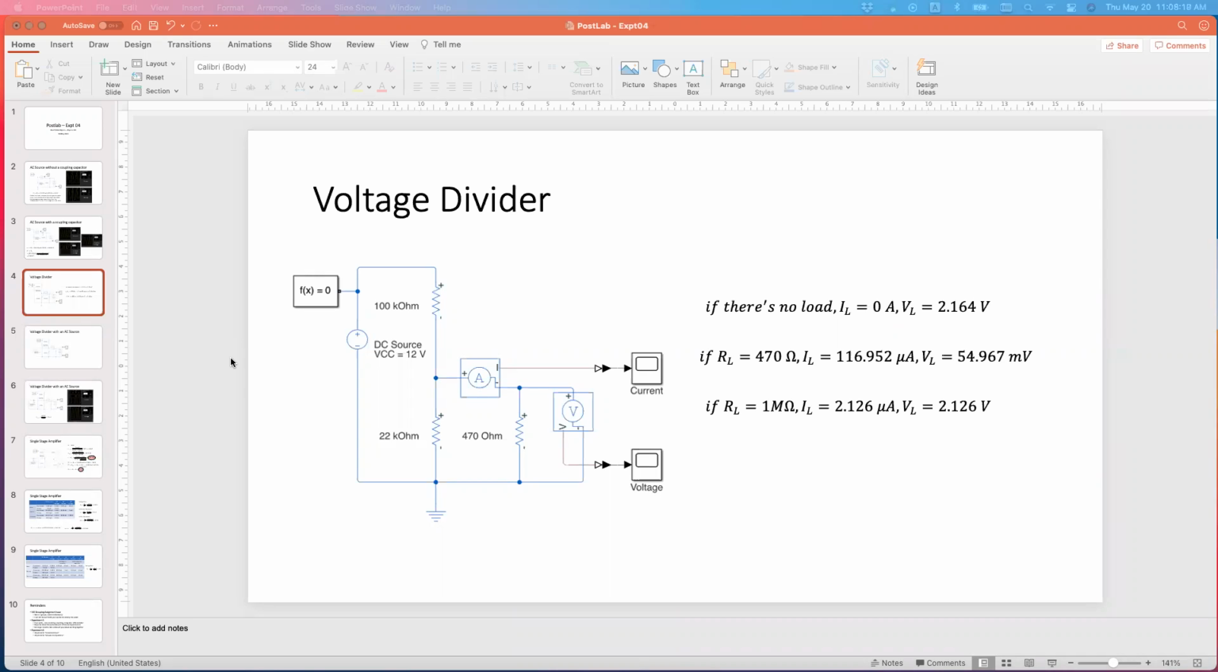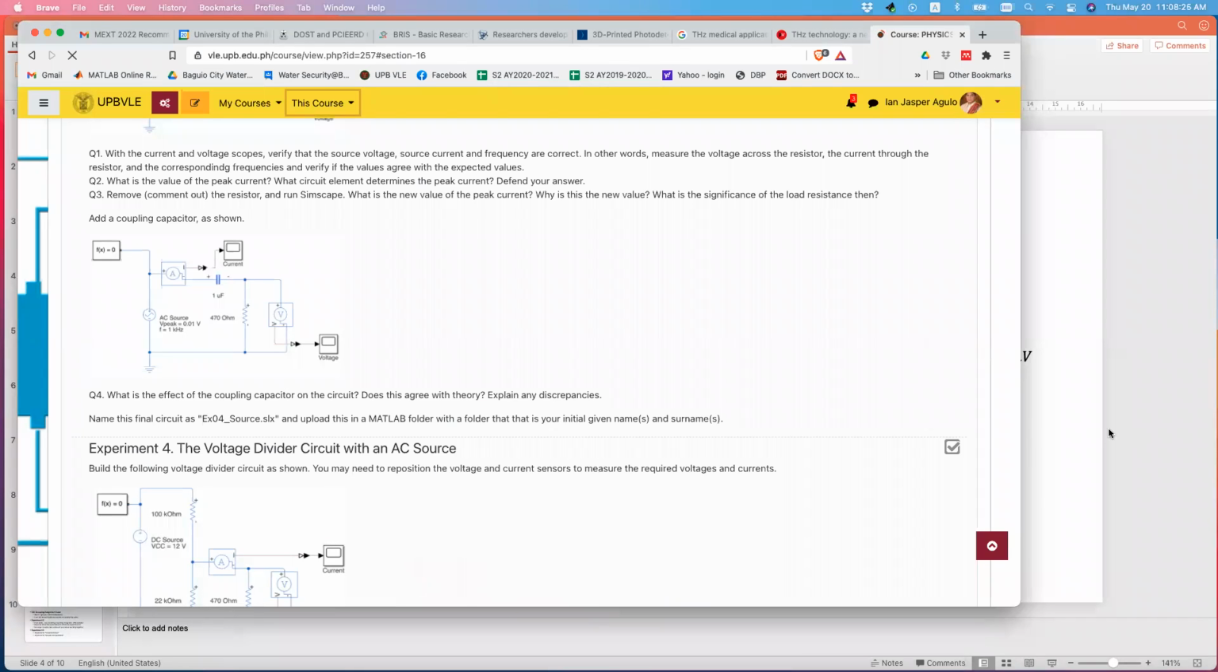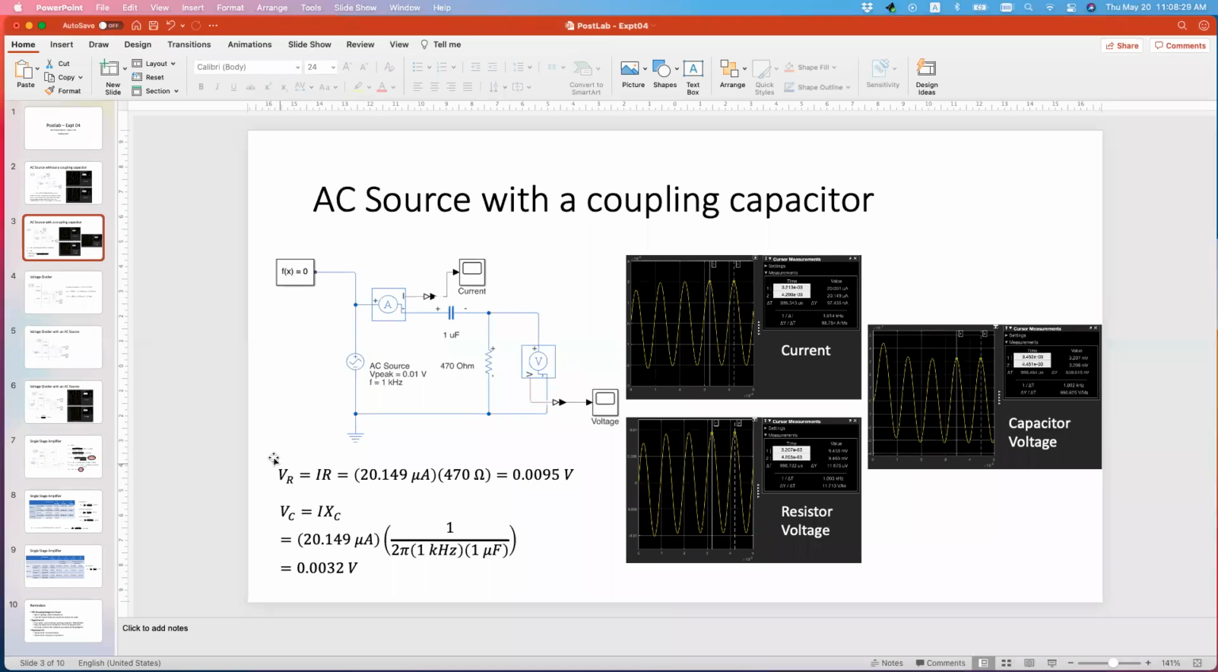Okay, so question number 4. Ano nga yung question number 4? Okay, doon. Yes, so ito yung theory na tinatanong mo. Asan na yung... Okay, so ito yung theory na tinatanong.